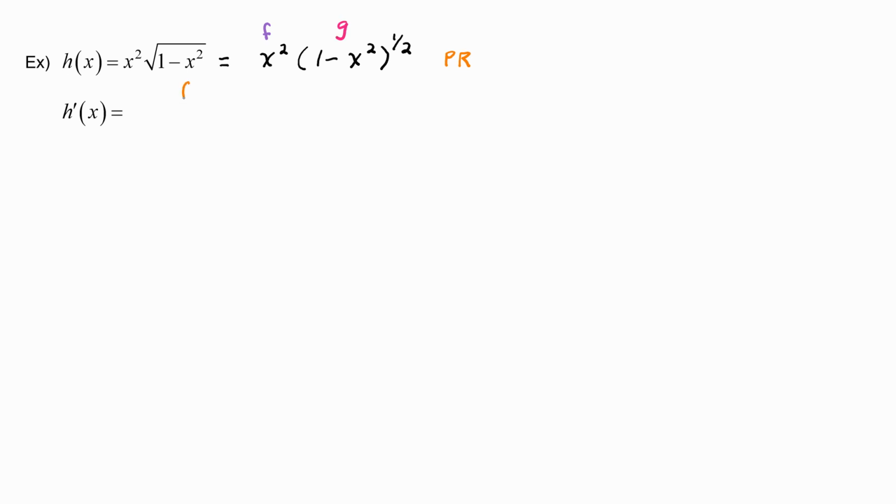So we will need to do f prime g plus f g prime. So then f prime is going to be 2x times g, which is the quantity 1 minus x squared to the 1/2. Bring down this plus sign. F is x squared, and then we have to take that times g prime. Now notice that g is a composite function.